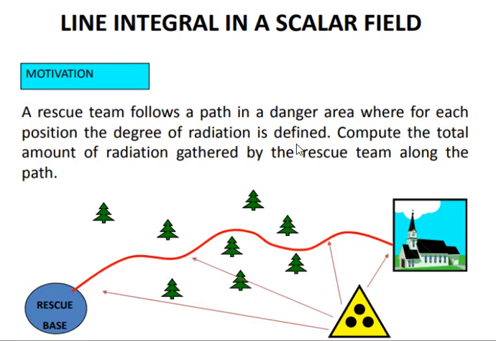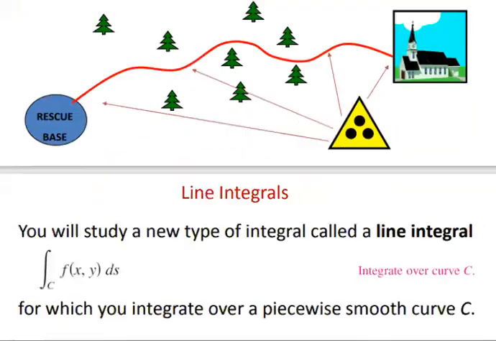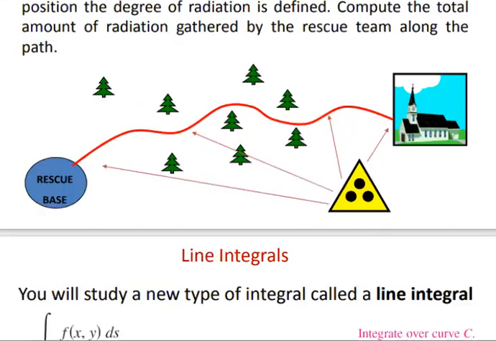The rescue team is taking this route, and while they are taking this route, they get exposed to this radiation. So we want to compute the total amount of radiation they got exposed to while they are taking this route. For that we compute the line integral.